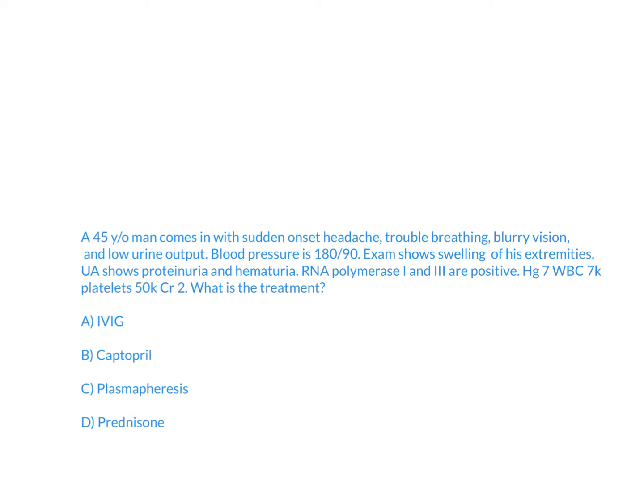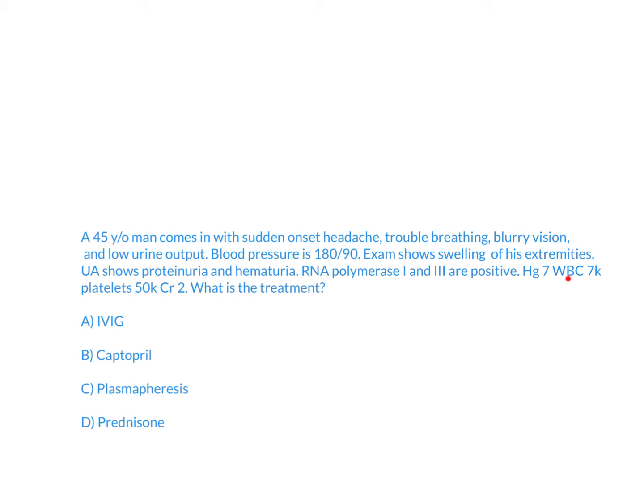A 45-year-old man comes in with sudden onset headache, trouble breathing, blurry vision, and low urine output. Blood pressure is 180/90. Exam shows swelling of his extremities. UA shows proteinuria and hematuria. RNA polymerase 1 and 3 are positive.